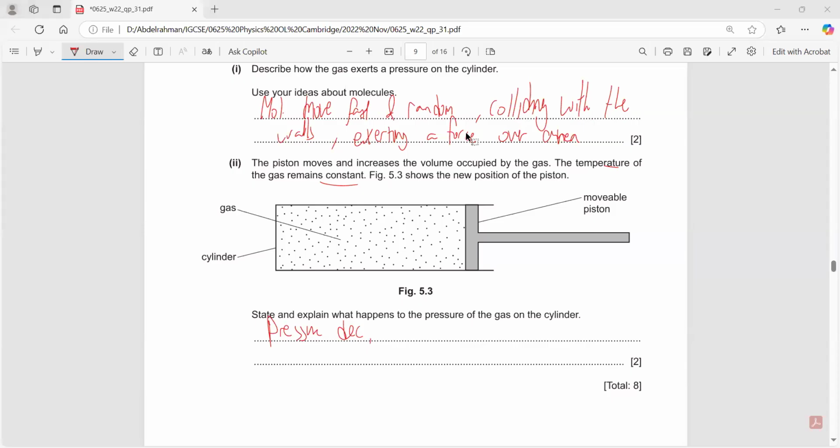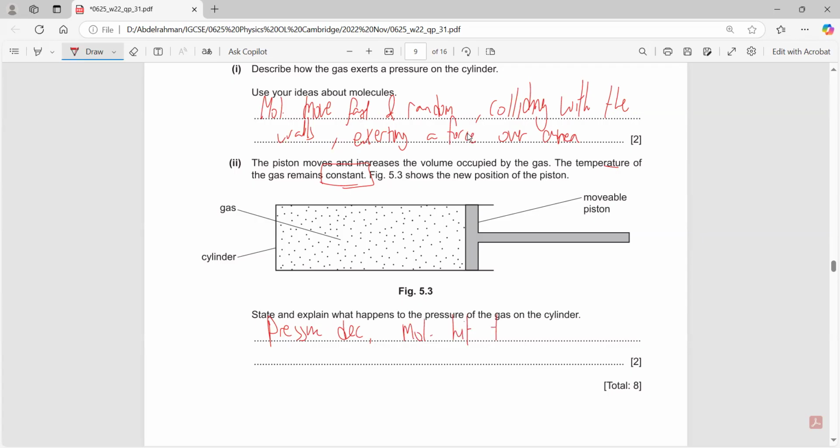In terms of molecules, you can say that the molecules hit the walls slower. Can you say that they're hitting the walls slower? No, you cannot, because the temperature is constant. Yes, they are hitting the walls, but less frequently.